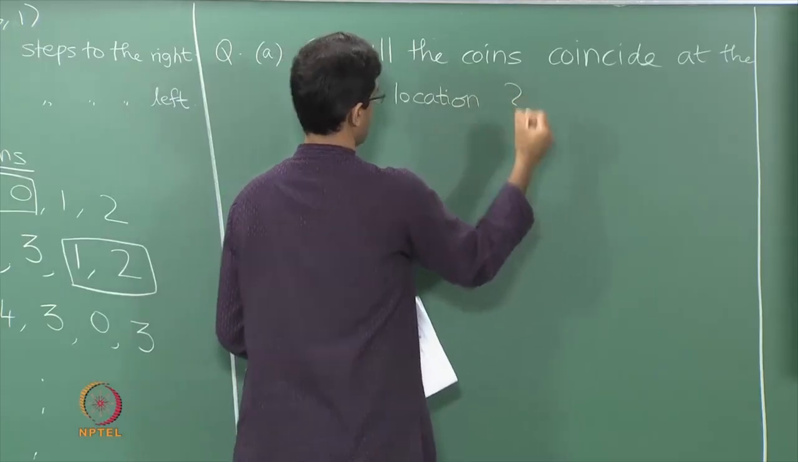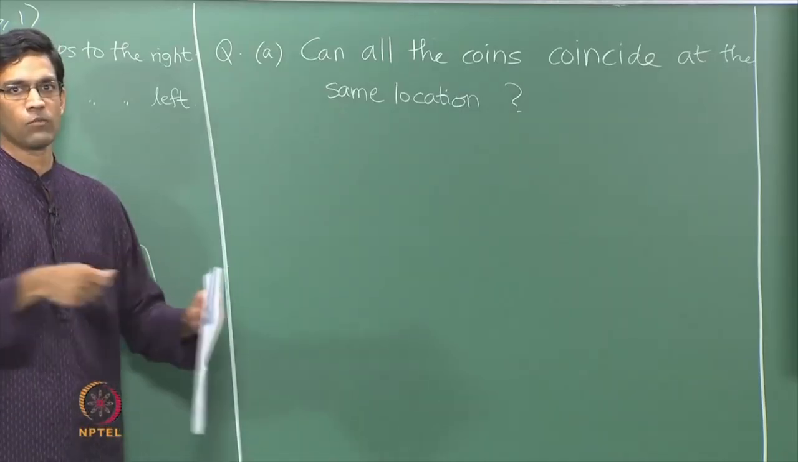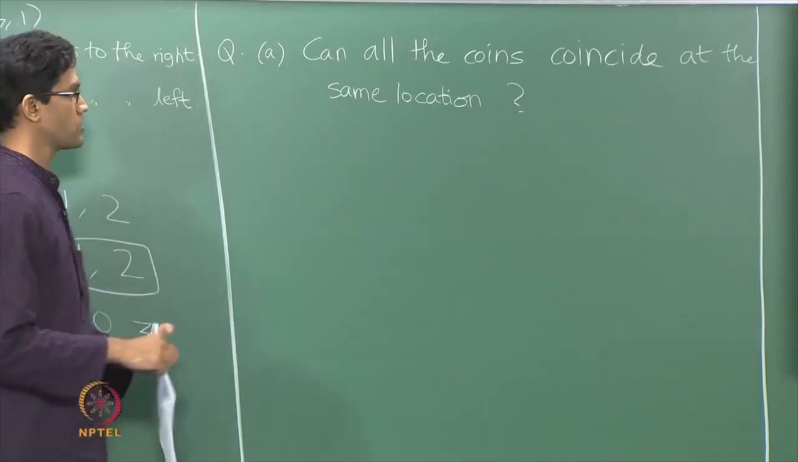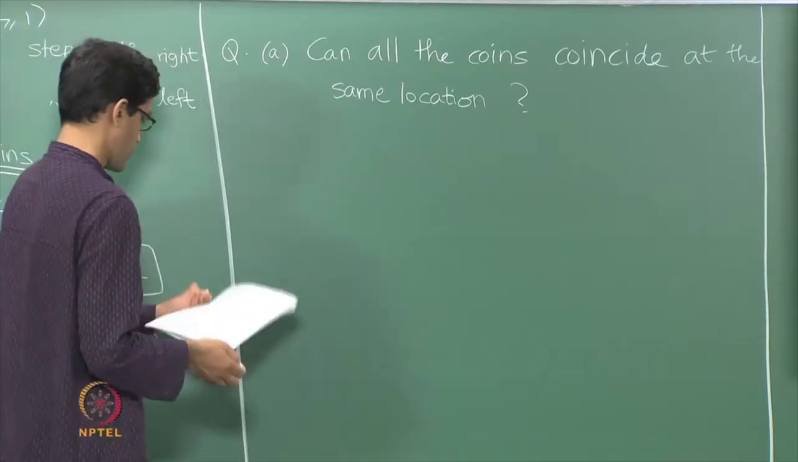At some time t, meaning as the system evolves, is it at all possible for all the coins, which are moving in some funny fashion, to somehow coincide at the same point? Okay, so that's question number one.